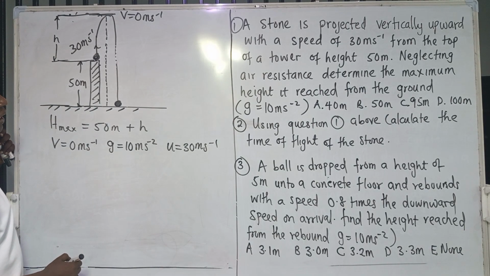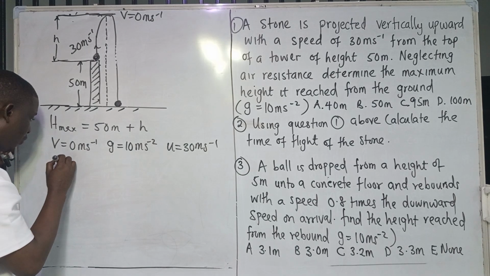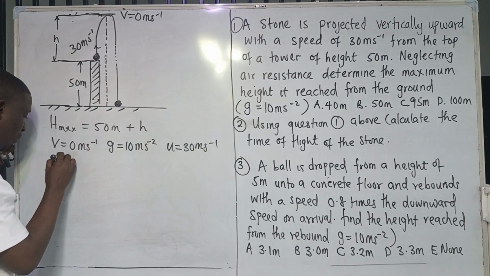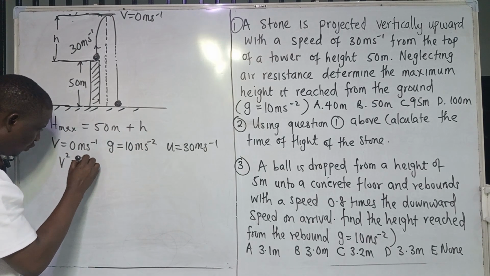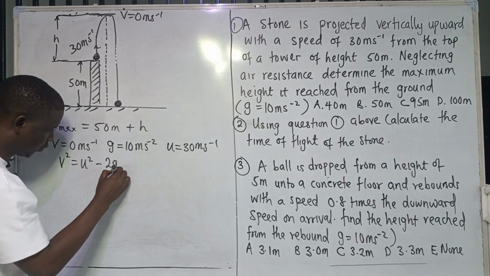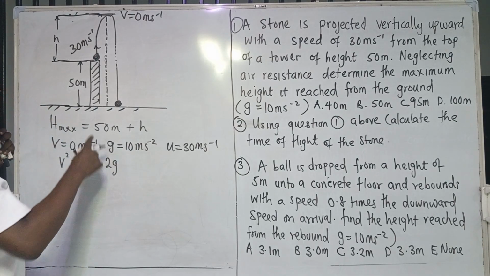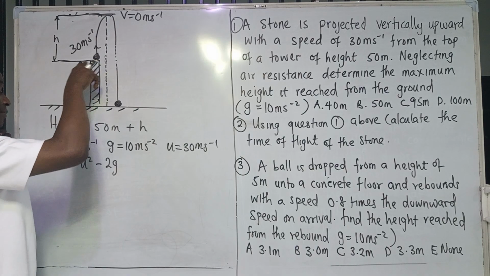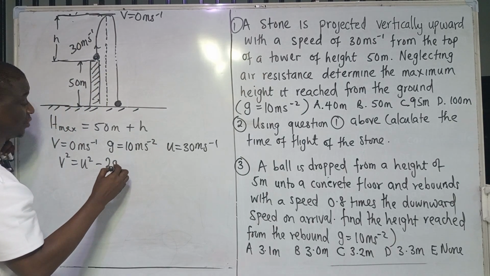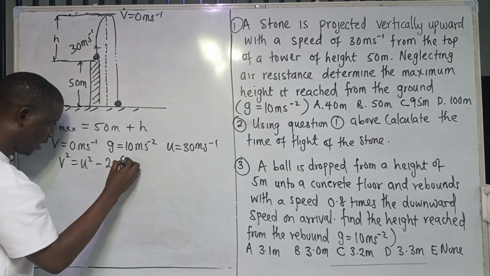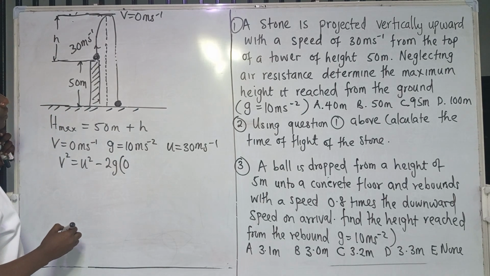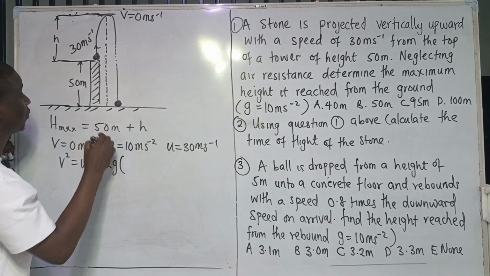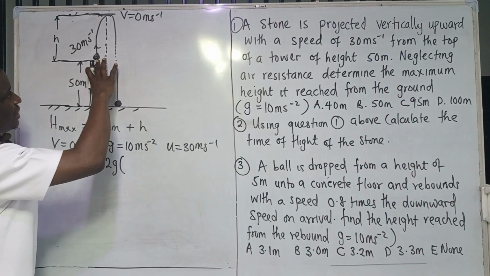Now, to get this h, we are going to use v squared equals u squared minus 2g times the change in height. Now, what is our initial height? You can say initial height is 0. Oh, sorry, not initial height 0. Let me explain. I don't want to use this height.